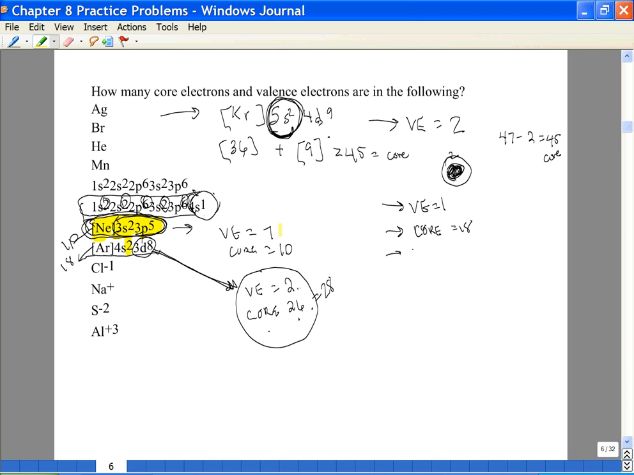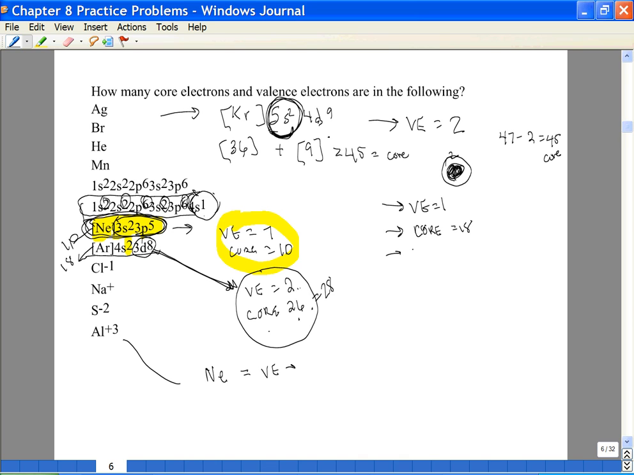The last one we'll do is aluminum 3+. Aluminum 3+ has an electron configuration that looks like neon. So the number of valence electrons is going to be 8, and the number of core electrons is going to be 2, because that ends up being a total of 10 electrons.